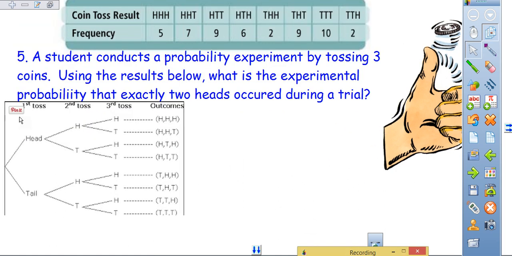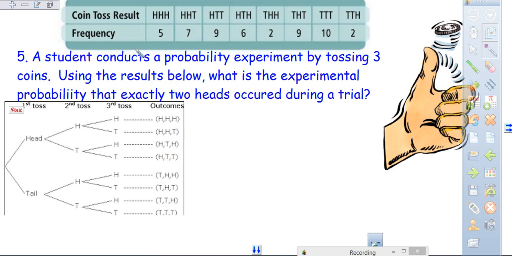So here's what a tree diagram would look like. On our first toss, we could either get heads or tails. On our second toss, if we got heads on the first, we could still either get heads or tails. On the third toss, depending on what we got on our first and second toss, we could still get heads or tails. So it looks like there are a total of 1, 2, 3, 4, 5, 6, 7, 8 likely outcomes. And that's what is represented up here. Those are all the 8 things that could happen.